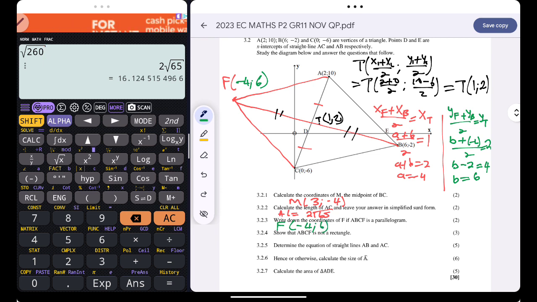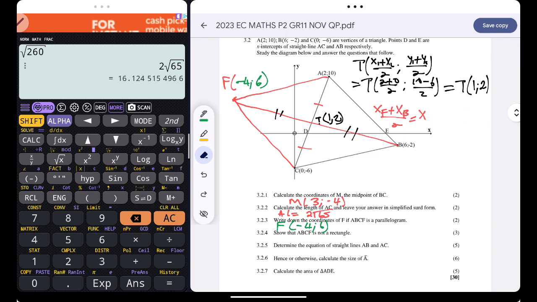Now I'm supposed to show that ABCF is not a rectangle. How can I do that? Okay, for a rectangle, I know that my diagonals have to be equal. Are you together? If my diagonals are not equal in length, then I can conclude that my four-sided shape, my parallelogram, is not a rectangle.